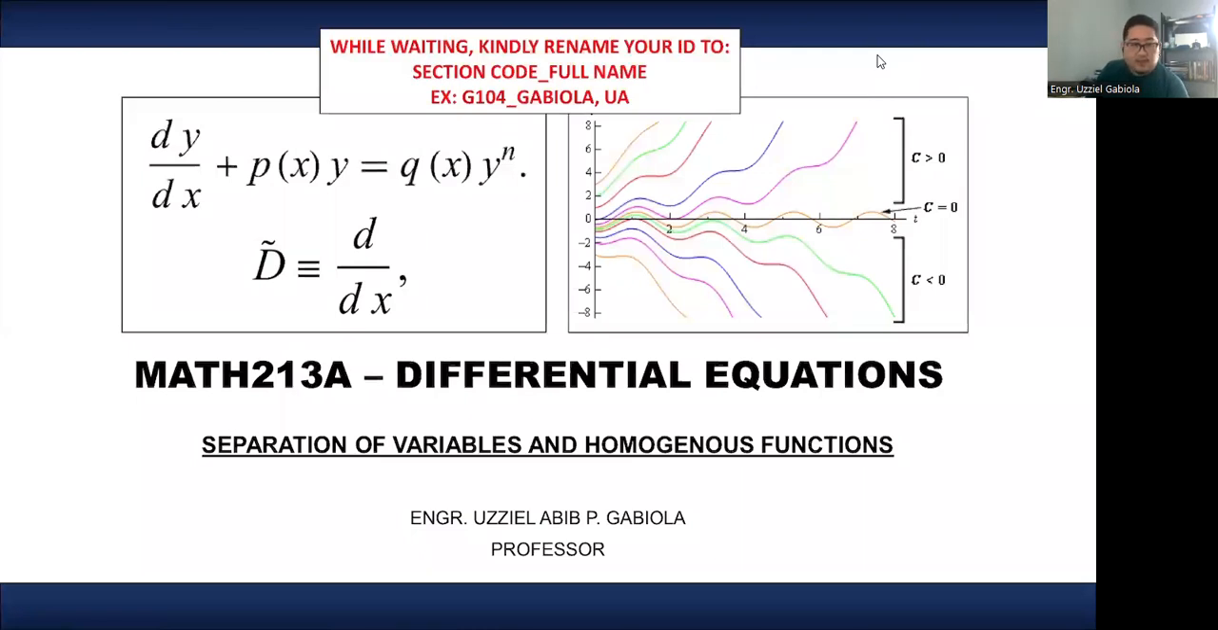And for today, we will be moving on with our topics, and we'll now start with the methods of solution for order one differential equation. For today, we will be discussing two of those methods. These are separation of variables, tinatawag, and homogeneous function or equation.